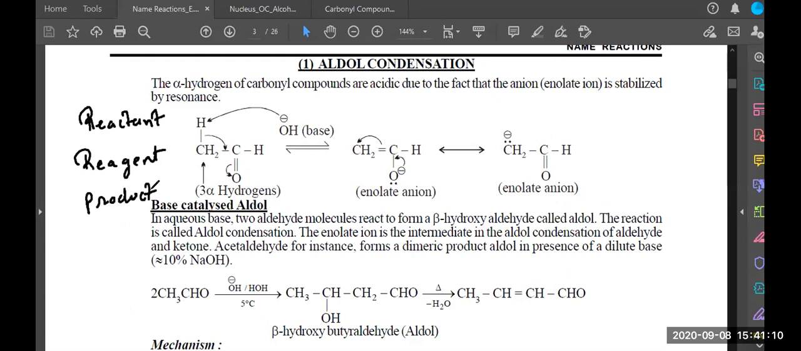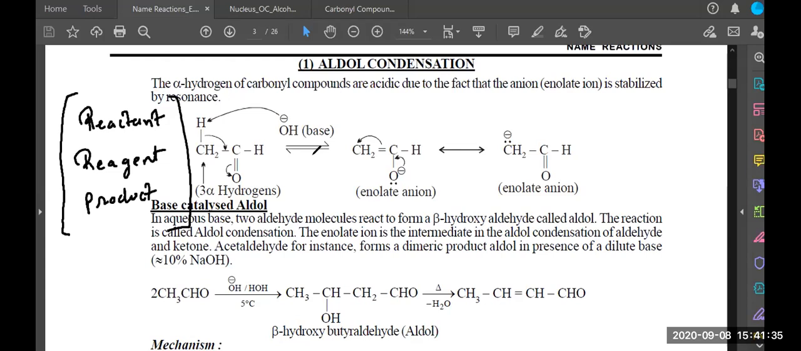Because even if you have some doubts in the mechanism, if you know these three things, reactant, reagent, and product, you would be able to solve each and every question of Mains, NEET, and all their examinations. You would be able to solve the reaction.